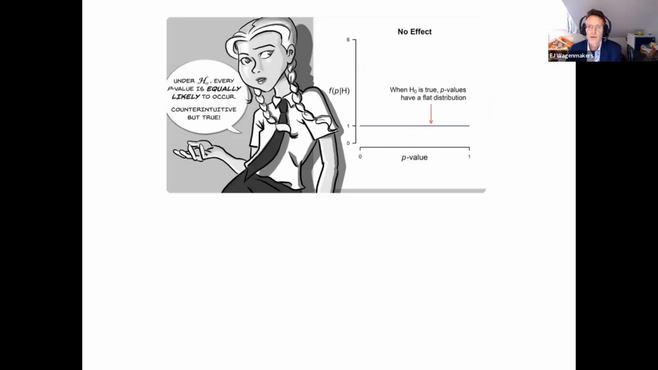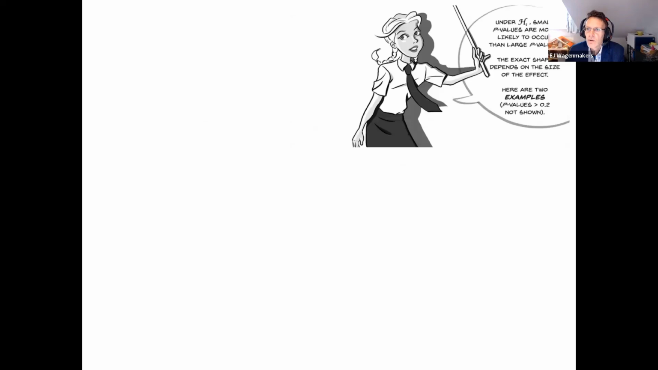So first, it's important to note that under the null hypothesis, every p-value is equally likely to occur. Also deeply counterintuitive to most people, right? So if the null hypothesis is true, you're just as likely to find 0.5 as 0.05 as 0.005. That's just the way they are defined. So under the alternative hypothesis, when there is an effect, small p-values are more likely to occur than high p-values. But the exact shape of that distribution depends on the size of the effect.